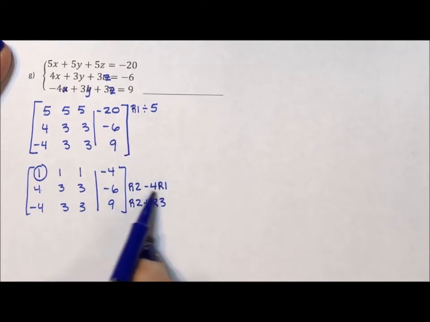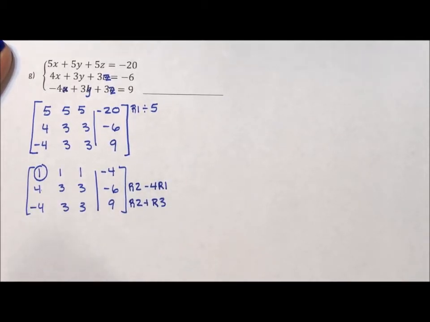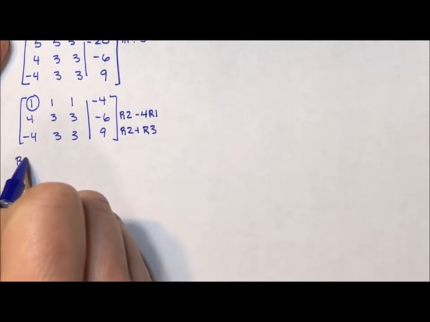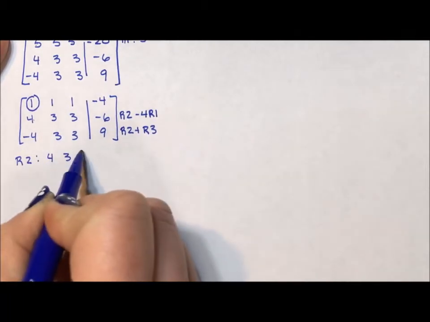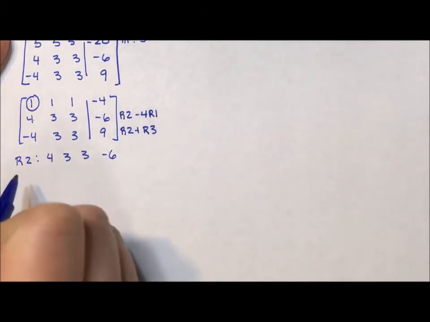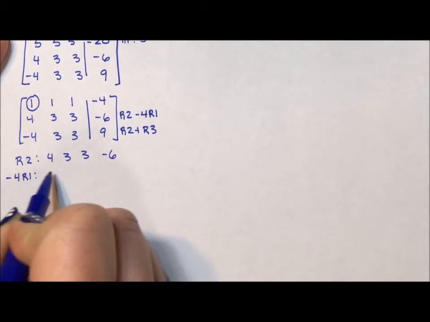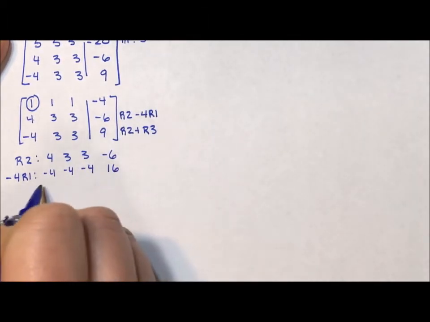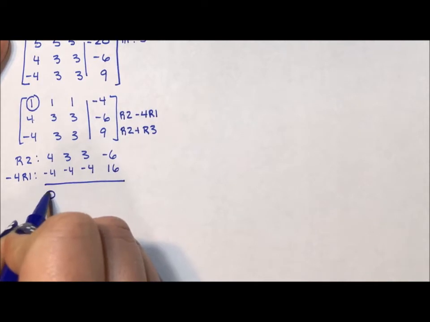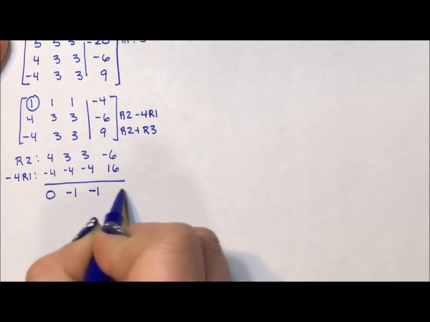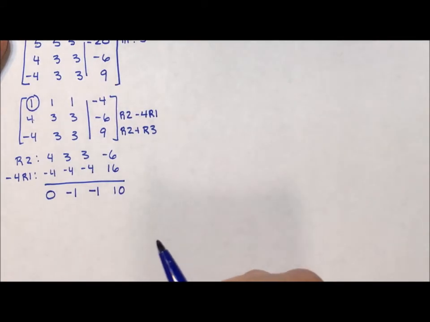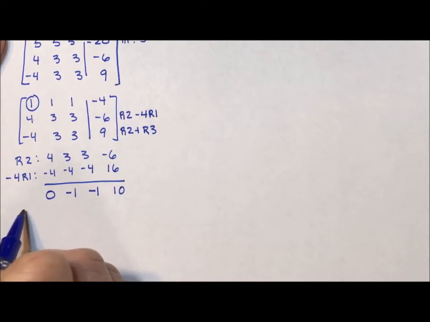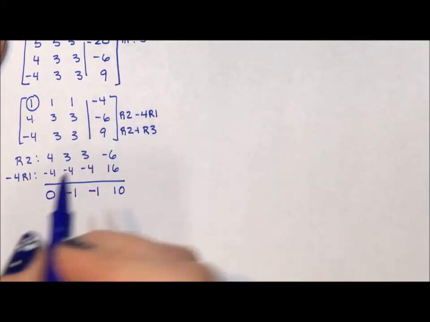Notice I'm putting my row notation next to the row I'm going to replace. So I'm going to take row 2, which is 4, 3, 3, negative 6. I'm going to take negative 4 times row 1, which is negative 4, negative 4, negative 4, and a positive 16. And when I add down, I'm going to get a 0, negative 1, negative 1, and a positive 10. When I add these, they're already lined up.